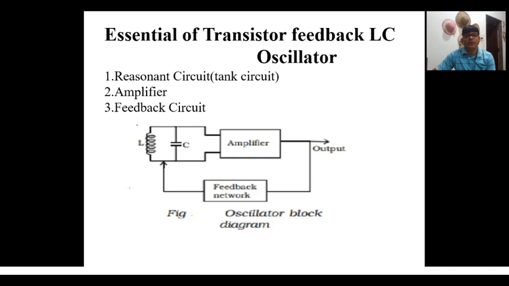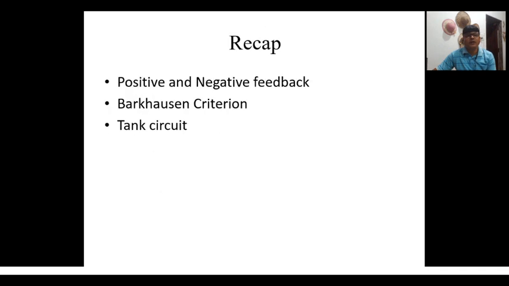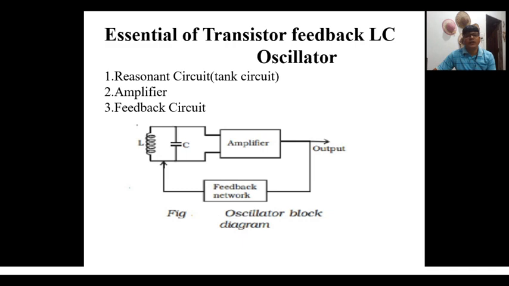Whatever amplified output there is, a fraction will be fed back to the input using the feedback circuit. That is the last part, the feedback circuit. The feedback circuit supplies part of the collector energy to the tank circuit in correct phase to aid the oscillations. That is, it provides positive feedback. In this way the circuit becomes oscillatory. So these are the essentials of transistor feedback, and you can get continuous undamped oscillations.